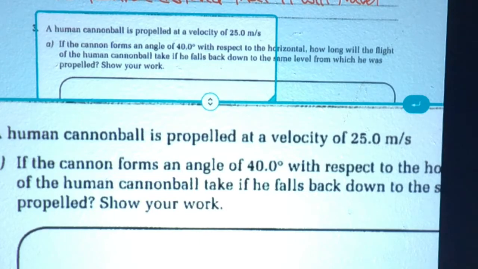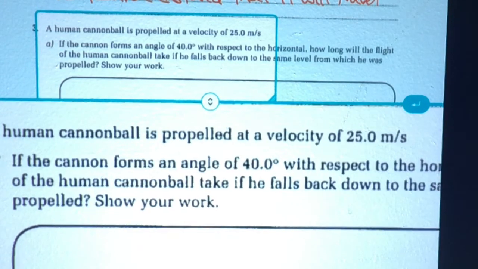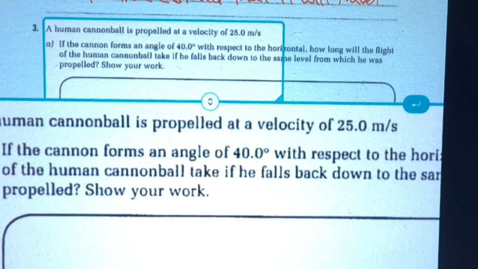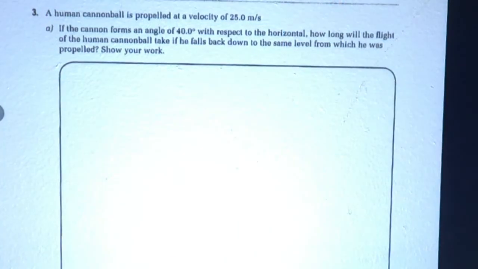All right, and question 3. A human cannonball is propelled at a velocity of 25 meters per second. If the cannon forms an angle of 40 degrees with respect to the horizon, how long will the flight of the human cannonball take if he falls back down to the same level from which he is propelled?